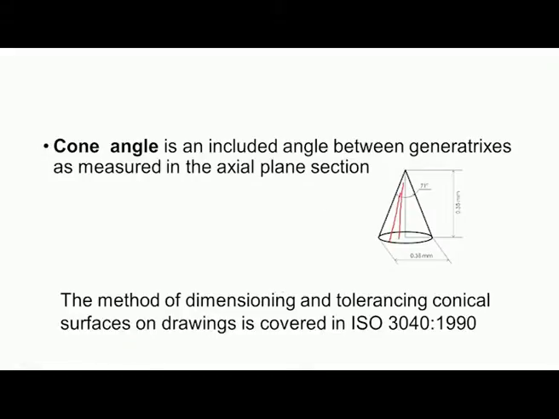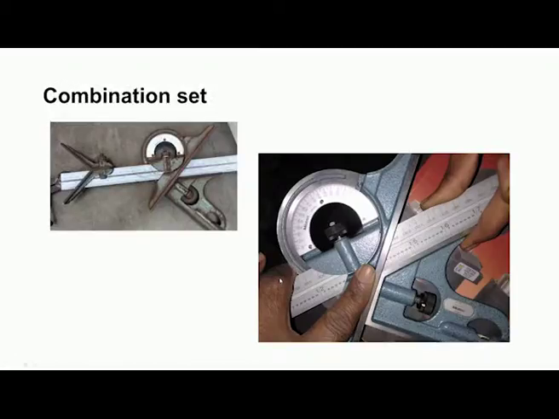The method of dimensioning and tolerancing conical surfaces on drawings is covered in the ISO 3040 1990 standard. Now, various instruments are used for measurement of angle or tilt or taper.